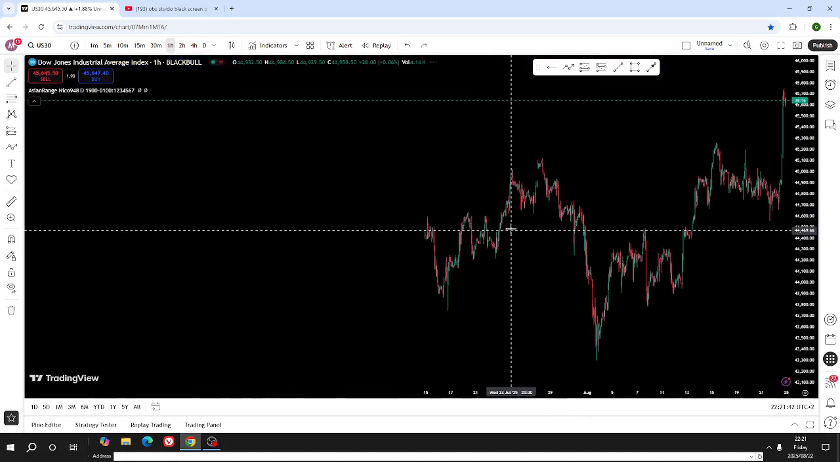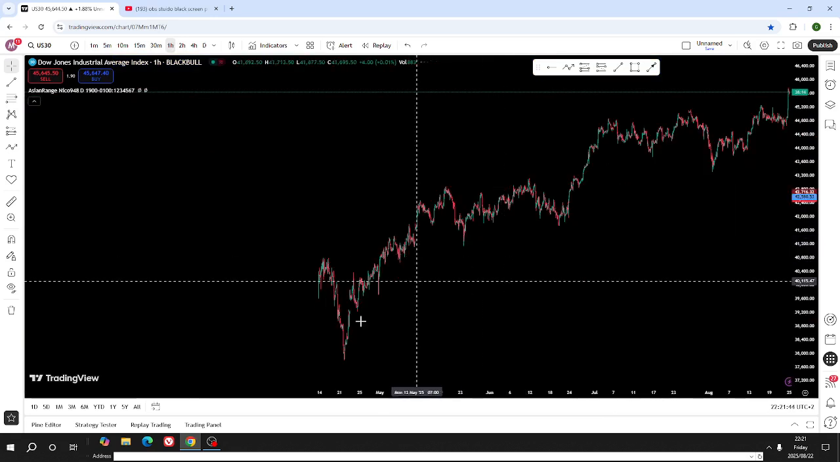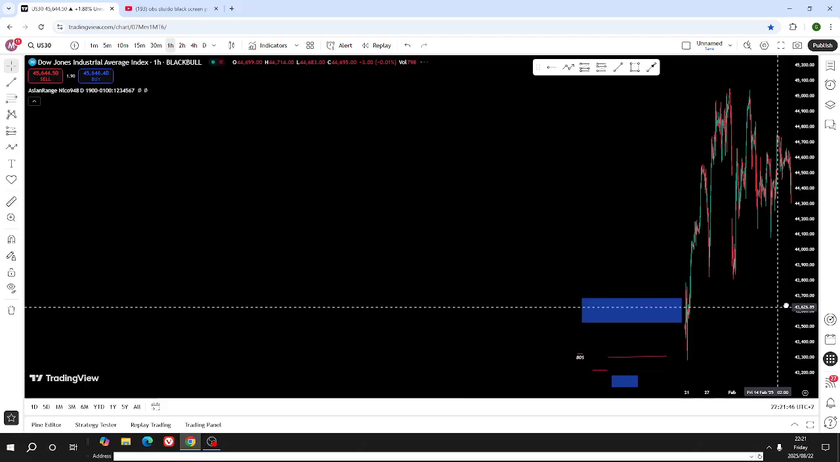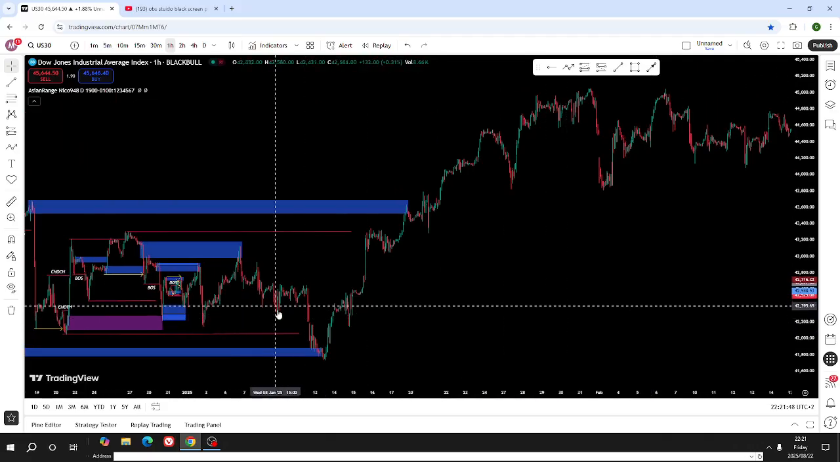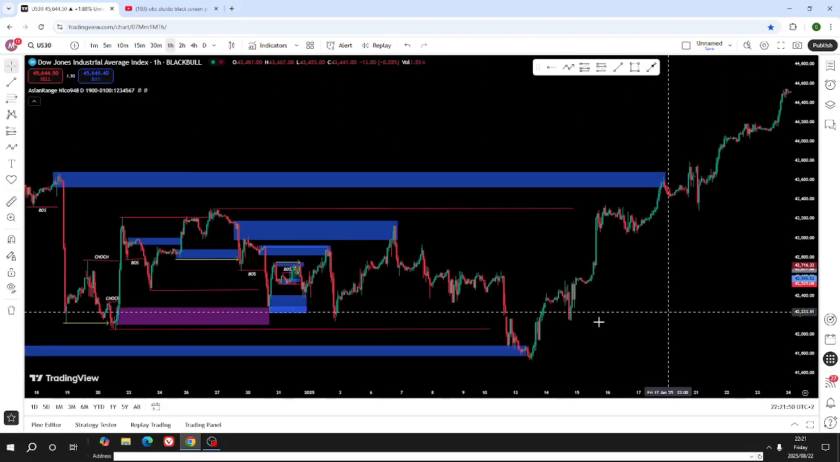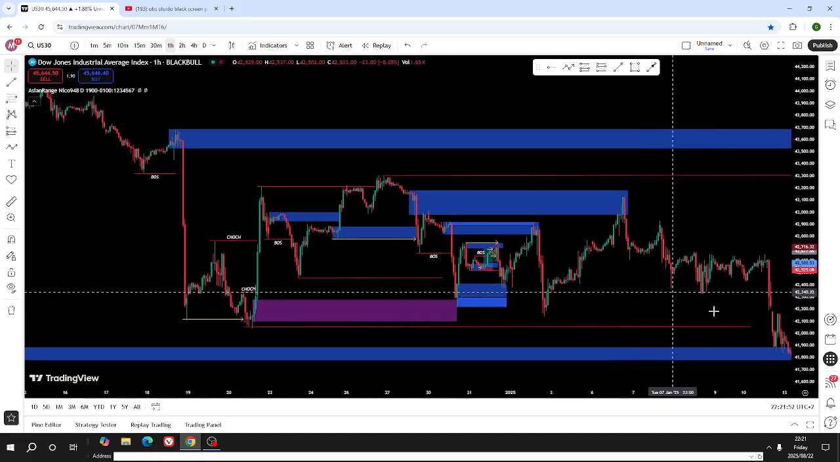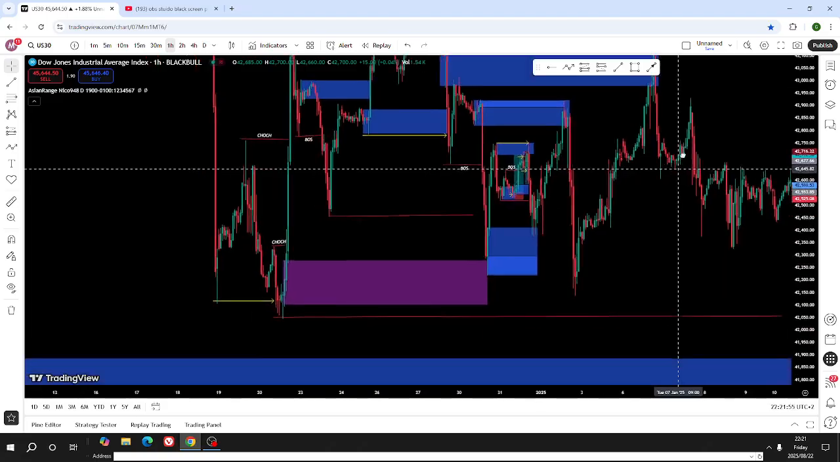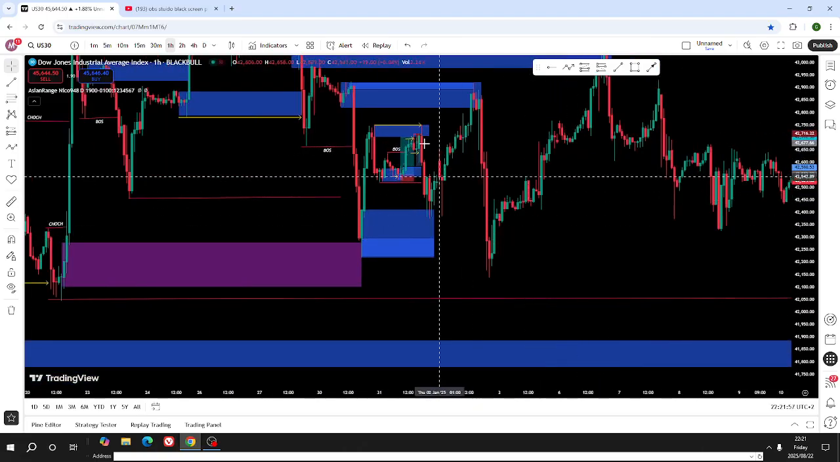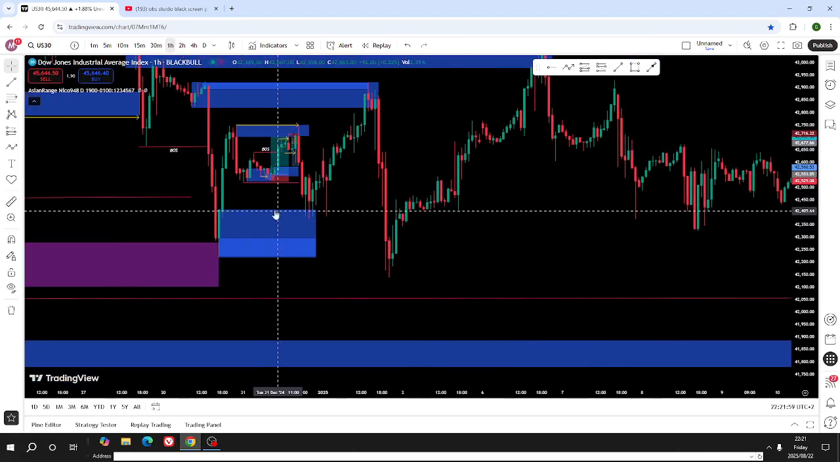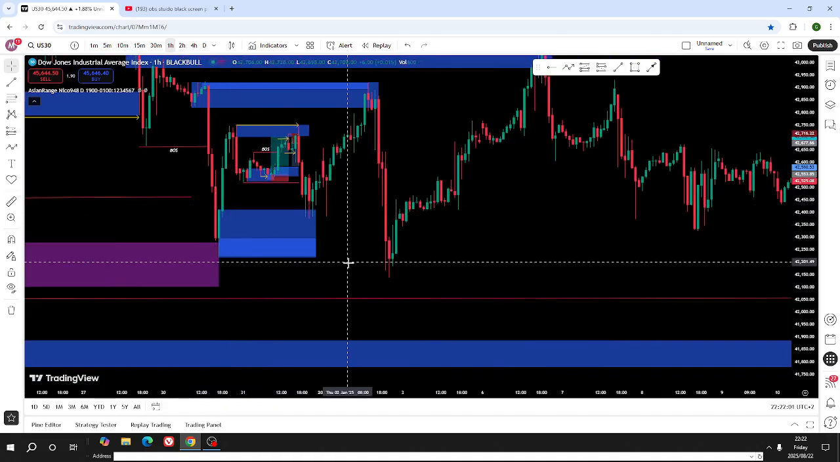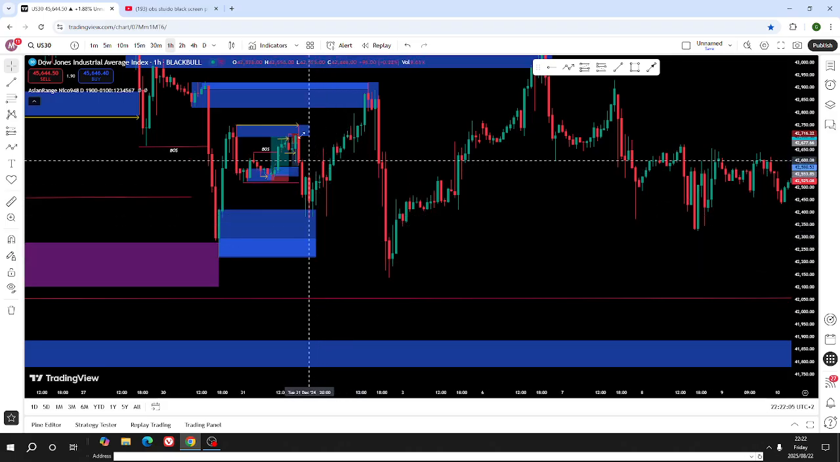Alright, so that's why I say we need to move now, because I want us to show the relationships. Okay, so finally the market comes to this order block right now. As the market comes into that order block, there's something we need to look at.